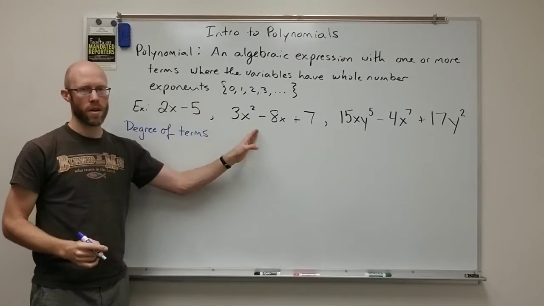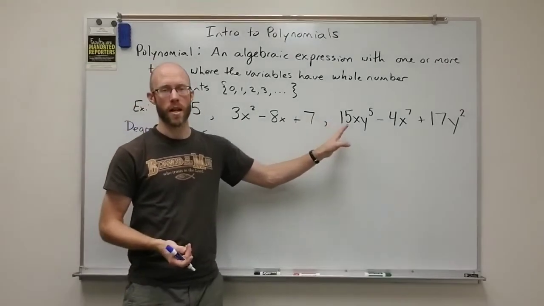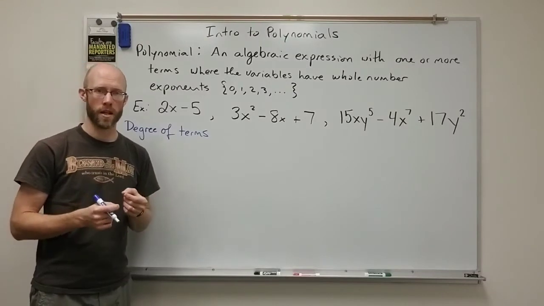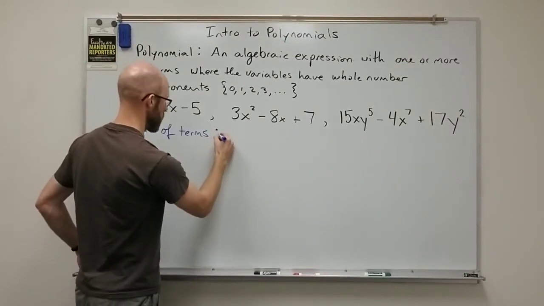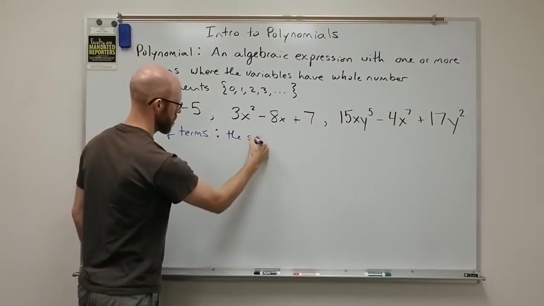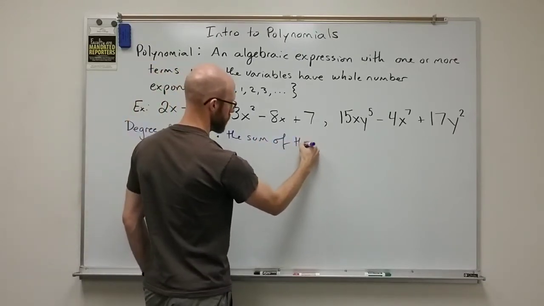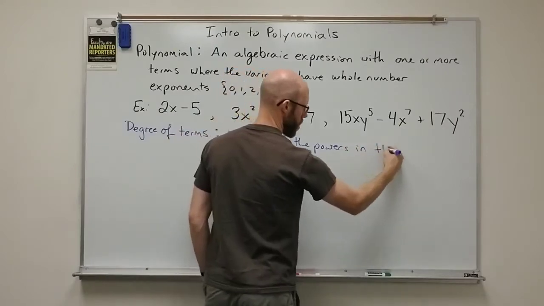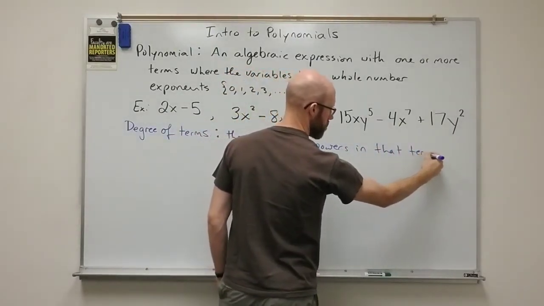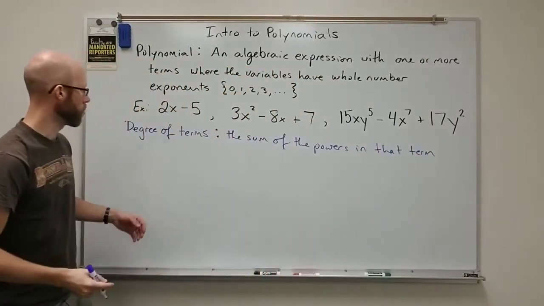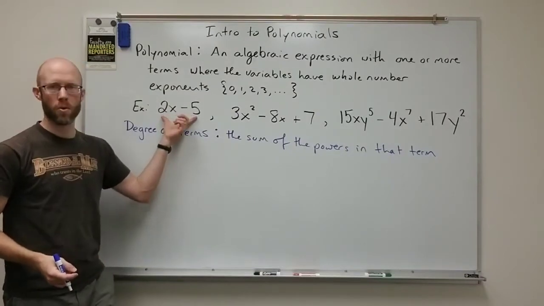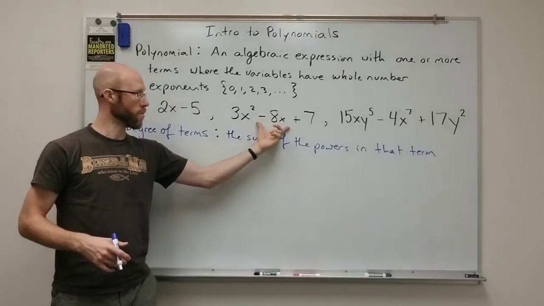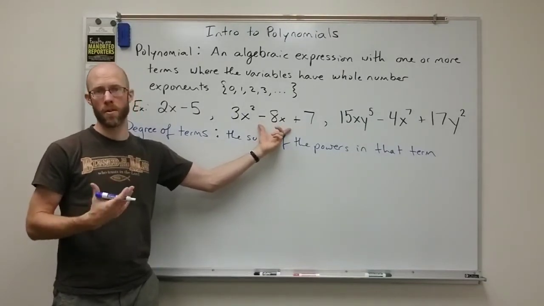Each term has a degree, and it happens to be the sum of the powers in that term. Okay, so it's the sum of the powers in that term. Now, when you have a polynomial with only one variable, those are easy.